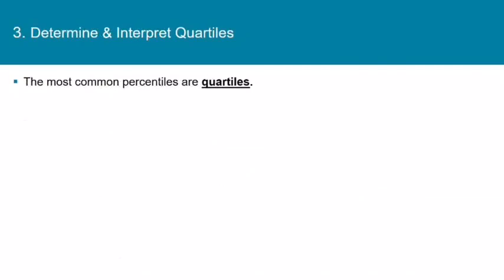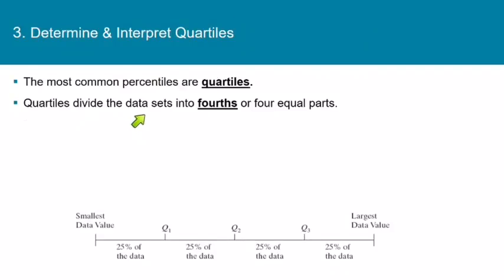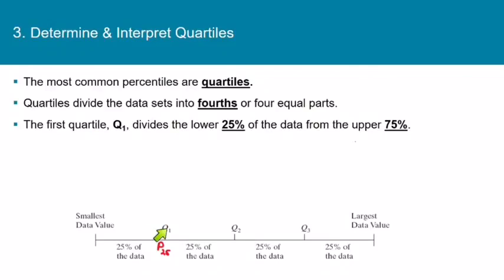Now let's move on from percentiles and talk a little bit about quartiles. The most common percentiles are actually the quartiles. Quartiles divide the data into fourths, or 4 equal parts. So here's that little number line again. And notice here we have the lower 25% of the data, and here's Q1. In other words, Q1 marks off the bottom fourth from the top 3/4. And therefore the first quartile is the same as the 25th percentile.